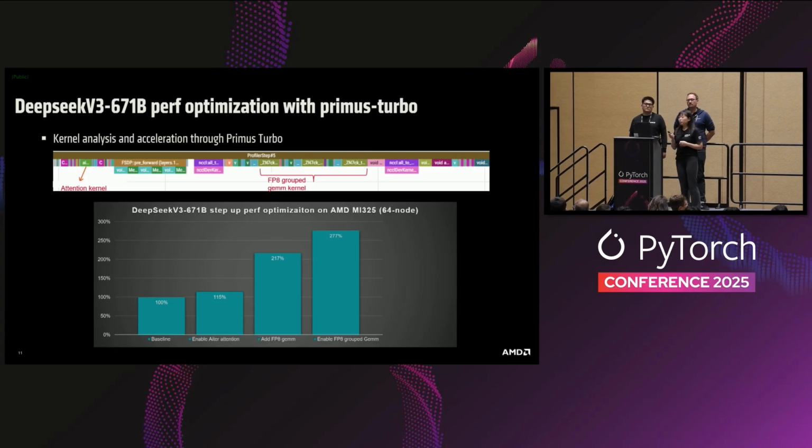If we enable AITER attention, the throughput gets up 15%. Then if we enable FP8 GEMM, we get a huge performance boost, 2x the throughput. Then we enable FP8 grouped GEMM. It gives us about 277% compared to our baseline throughput. This is a demonstration of our Primus Turbo kernels' efficiency.